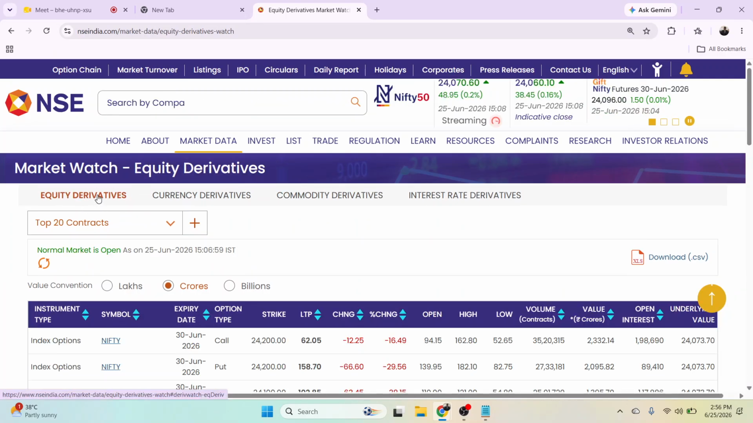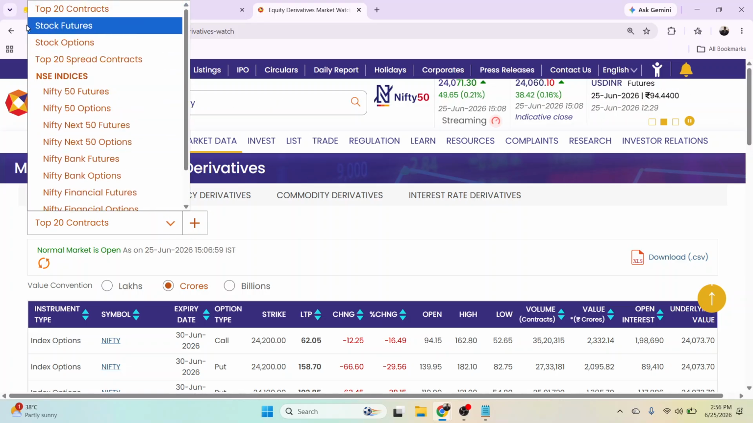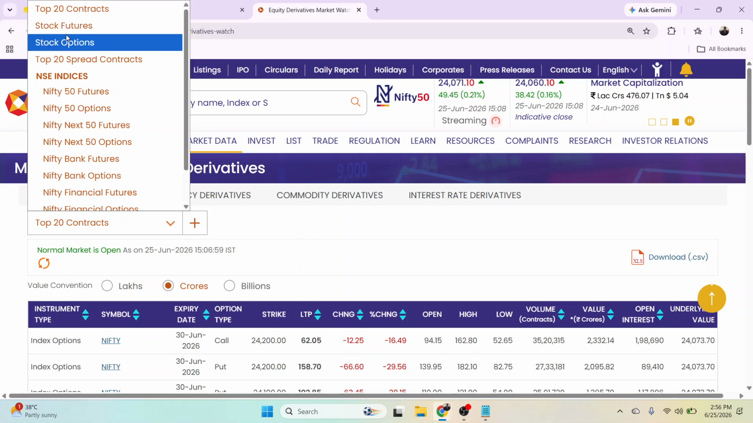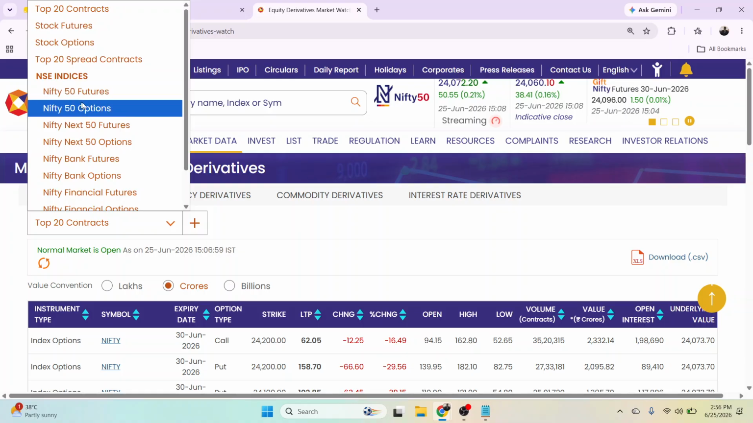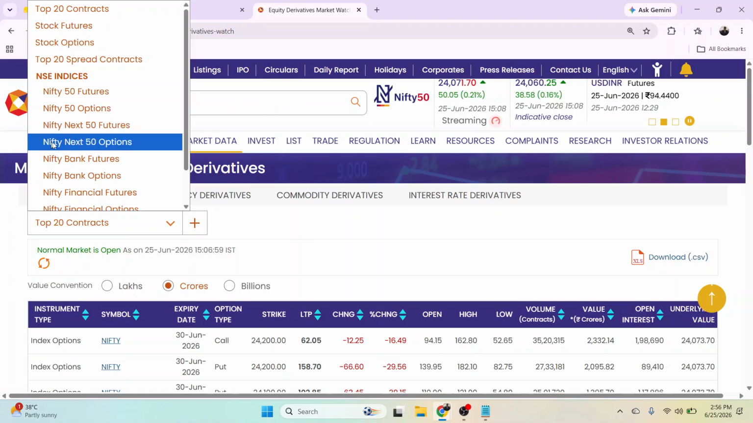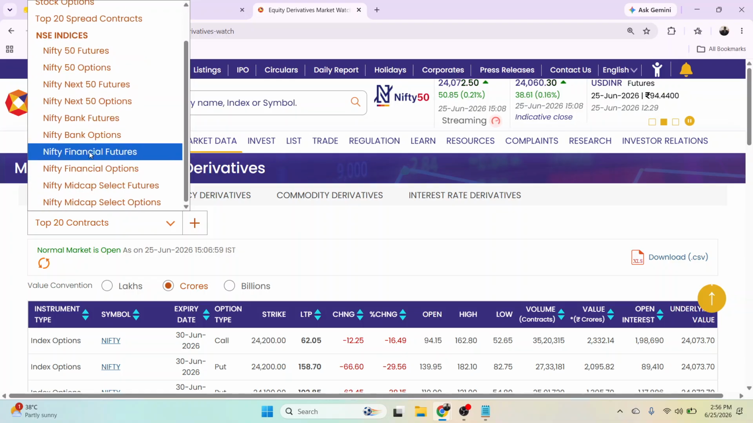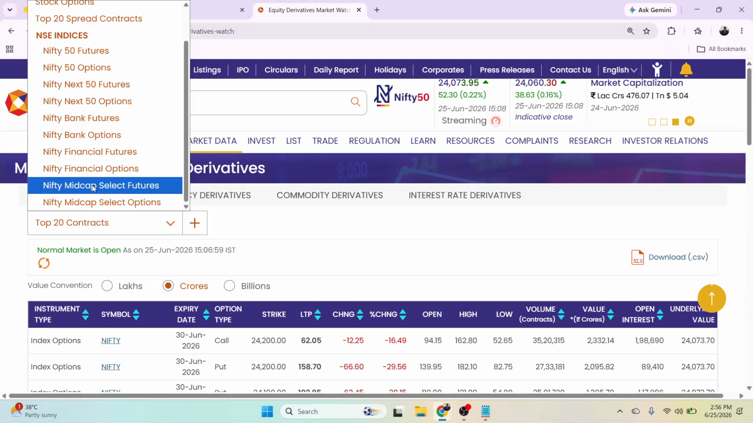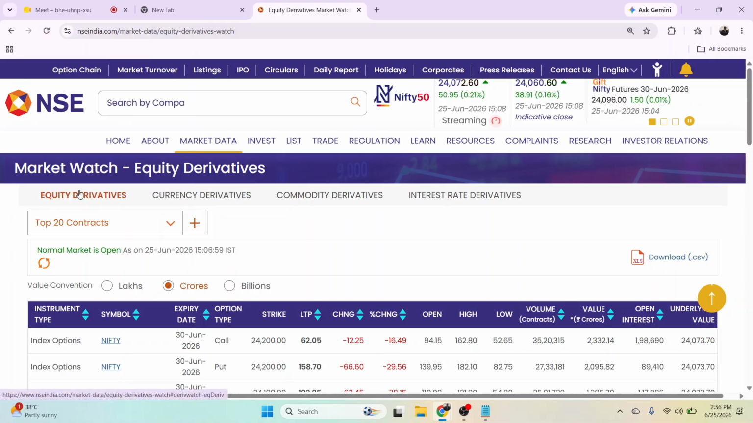In the equity derivative section, we have future and option contracts. These are the different kinds of contracts we have: the stock future, the stock option, then all the indices of NSE like Nifty 50 future, Nifty 50 option, Next Nifty future, Next Nifty option, Bank Nifty future, Bank Nifty option, Fin Nifty future, Fin Nifty option, and Mid Cap Nifty future and Mid Cap Nifty option. So these are the option and future contracts for the equity derivative segment.